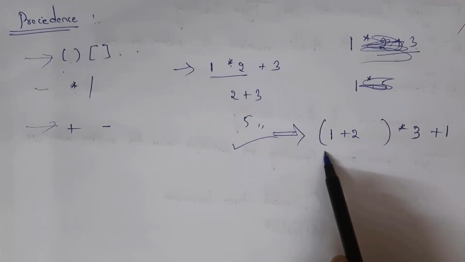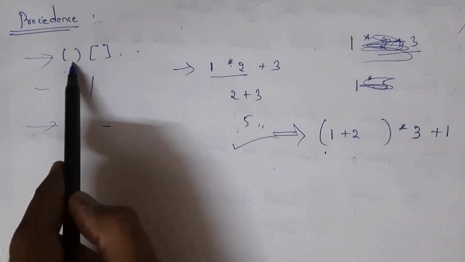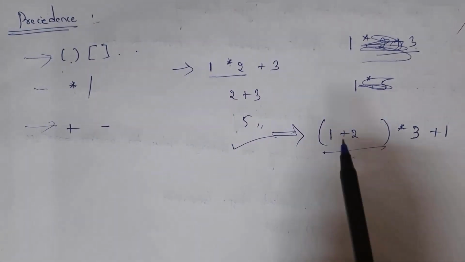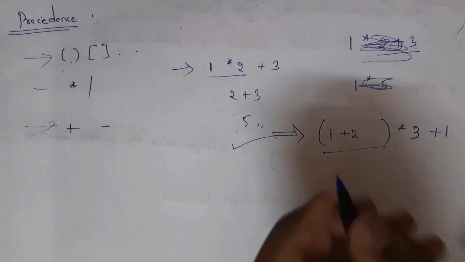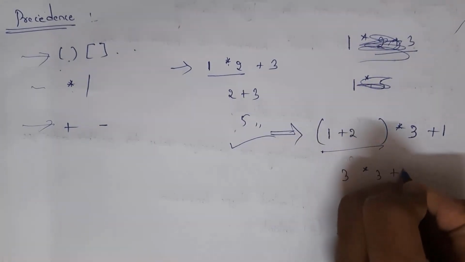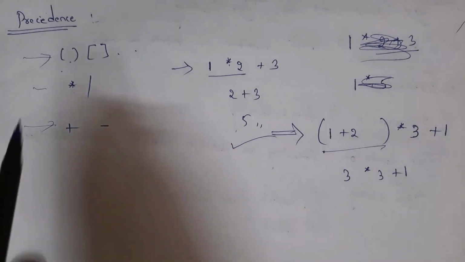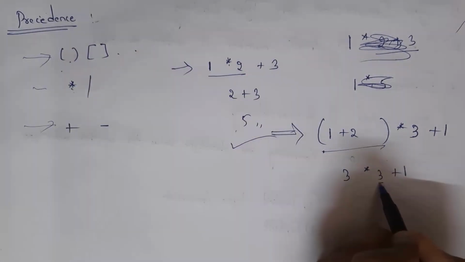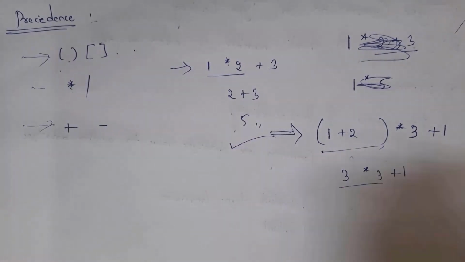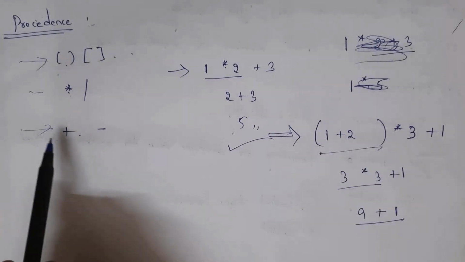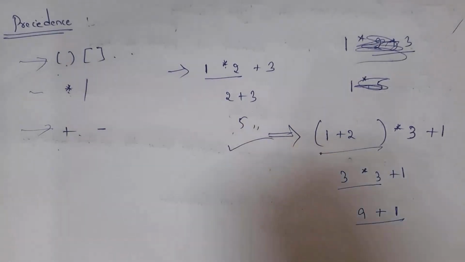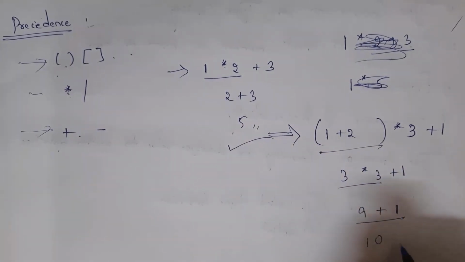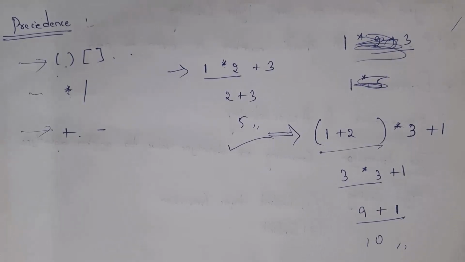This is another example. Here we need to give first priority for brackets. So at first we need to calculate 1 plus 2 because they are present in brackets. So 3 into 3 plus 1. After that next priority is for multiplication. After that we need to multiply 3 into 3 that is 9 plus 1. Last priority is for addition. So 9 plus 1 is 10. This is my answer. Precedence is nothing but priority. Which operator has high priority and which operator has low priority. Based on that we need to perform calculations.